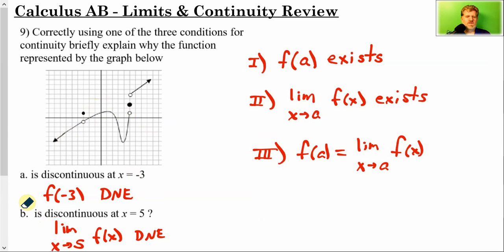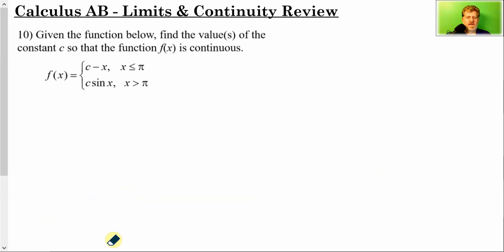Okay. But those are your formal definitions for continuity. And we can kind of use that idea here. We have a piecewise graph. We have c minus x. So it's a linear equation. That's a slope of -1, and it starts at some value c. After pi, it becomes the trigonometric function. So what we have is a straight line and a trig function.